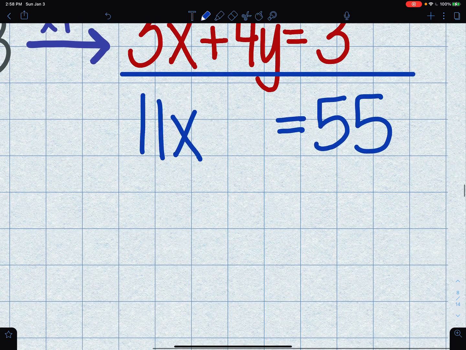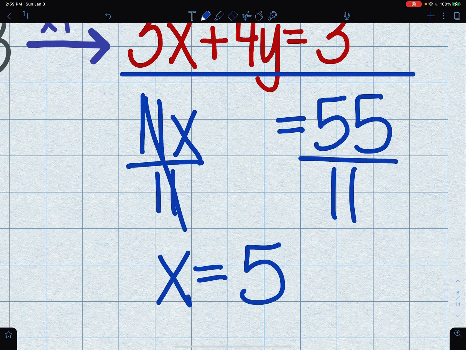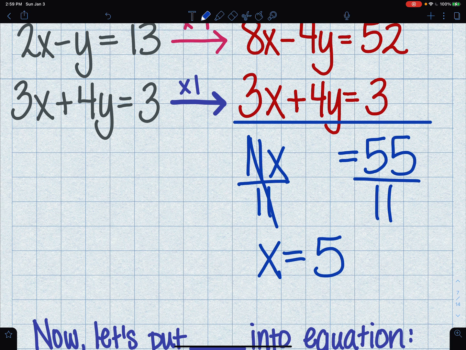And then I can solve that. 11x equals 55. Easy peasy. Divide by 11, divide by 11. Those cancel out. X is equal to 55 divided by 11, which is 5. Okay, sweet. Now I'm getting somewhere. Now I've got the answer, x is equal to 5.